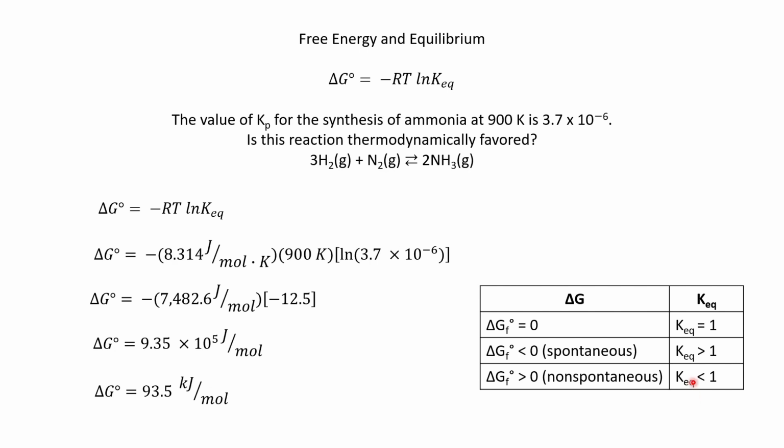So what was true about our example? Was our KEQ greater than 1 or less than 1? Well, our KEQ was definitely less than 1. It was 10 to the negative 6. So while, yes, I can calculate this out and actually get a number, again, we're looking at the signs. So now I can simply look at the KEQ and say this is less than 1, therefore my delta G will end up being positive, which means this reaction is not thermodynamically favored or it is non-spontaneous.